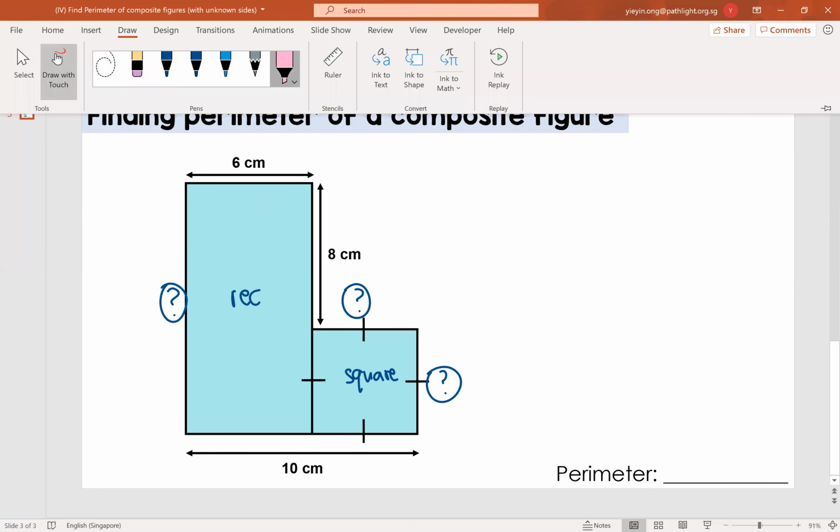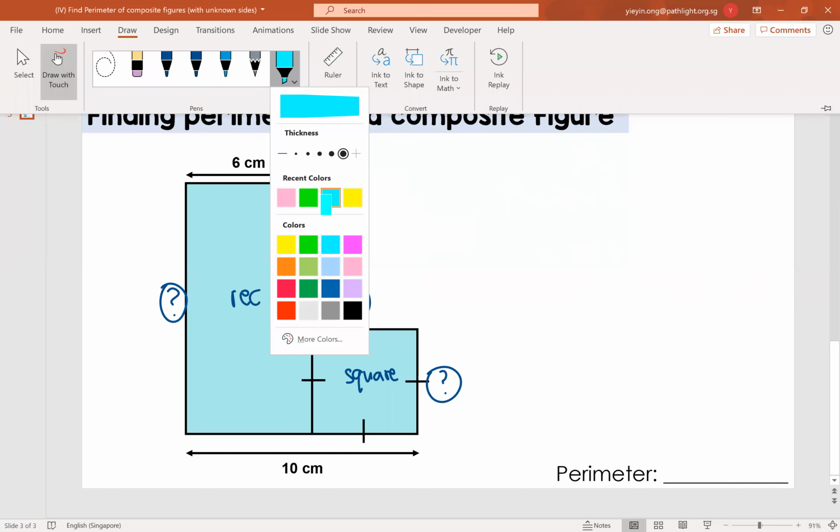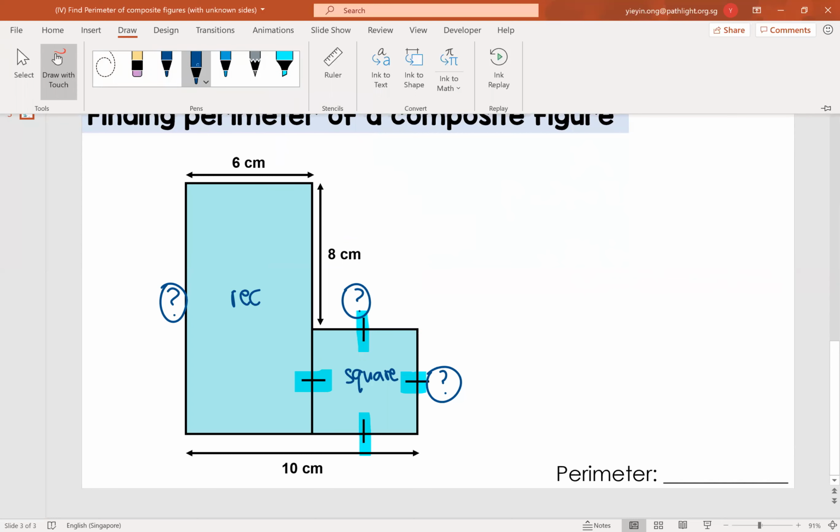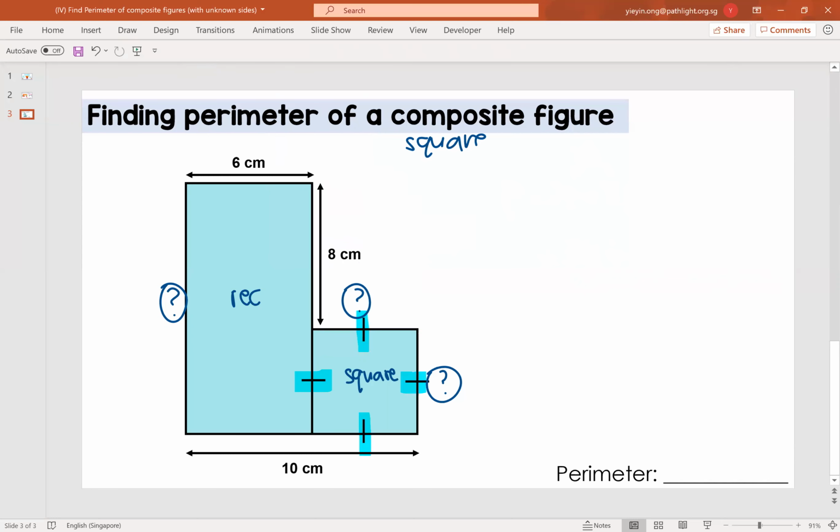Because a square has four equal sides. So if you can see the four lines, 1, 2, 3, 4, the four lines in the square along the side indicates that all four sides are equal. So we can write down, square has four equal sides, which means that the two question marks, the two sides of the square, must be the same number.